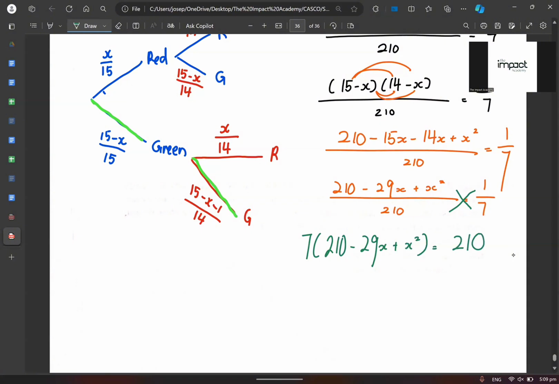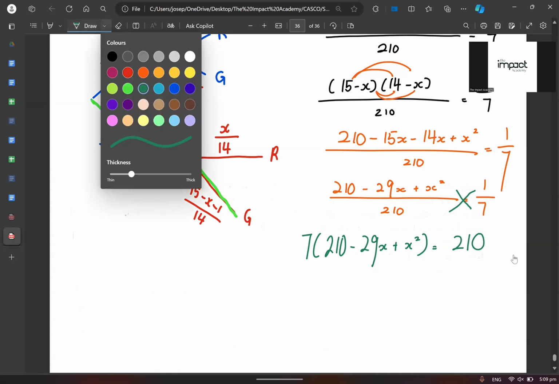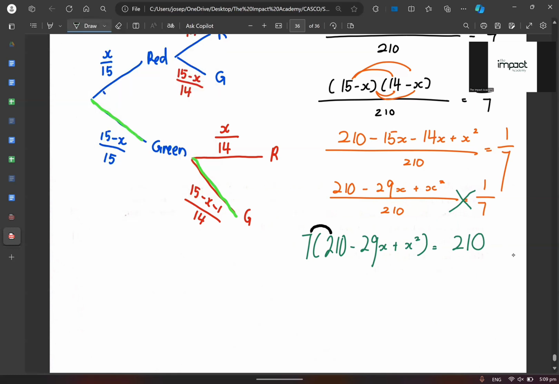Is this something that you can understand? Very good. Then what you want to do right now, of course, is expand this part. Agree or disagree? 7 times 210, we get 1470, right? 7 times negative 29x is negative 203x. Agree so far? 7 times x squared becomes positive 7x squared, equals 210. Am I making sense?